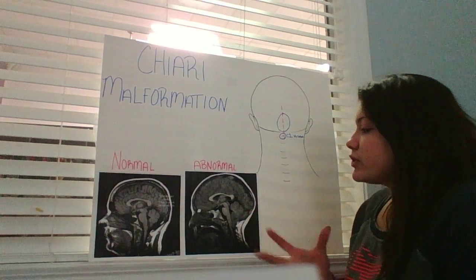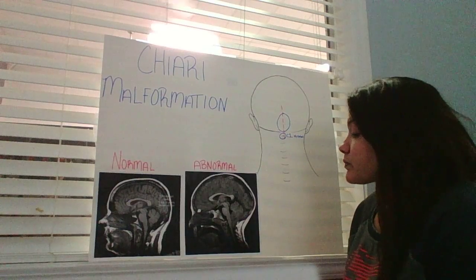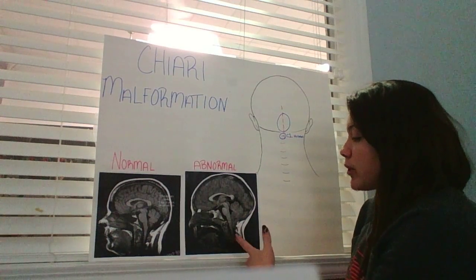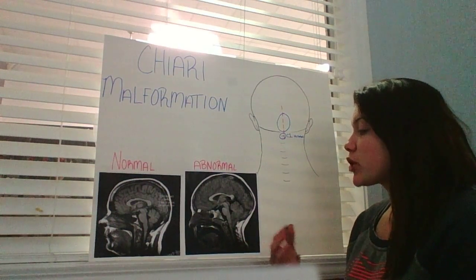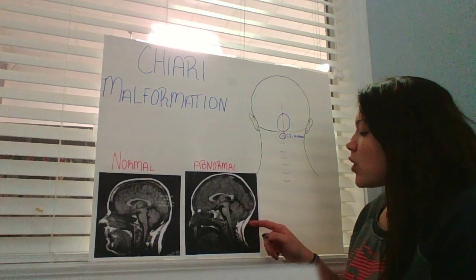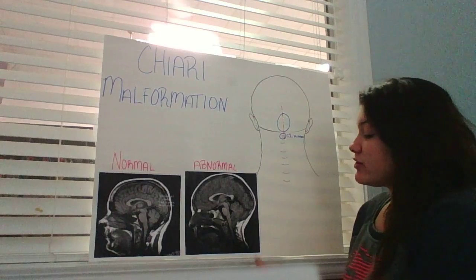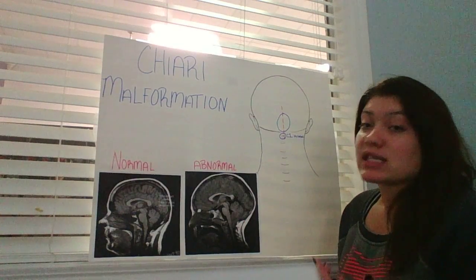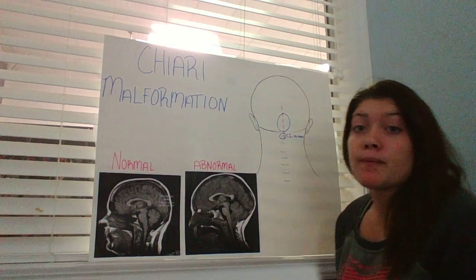Therefore, the spinal fluid doesn't have a lot of room to grow or to flow throughout the body. Therefore, that is where the pressure comes from and why you have headaches and dizziness and why you have numbness. The numbness is caused by that spinal fluid not getting to where it should.